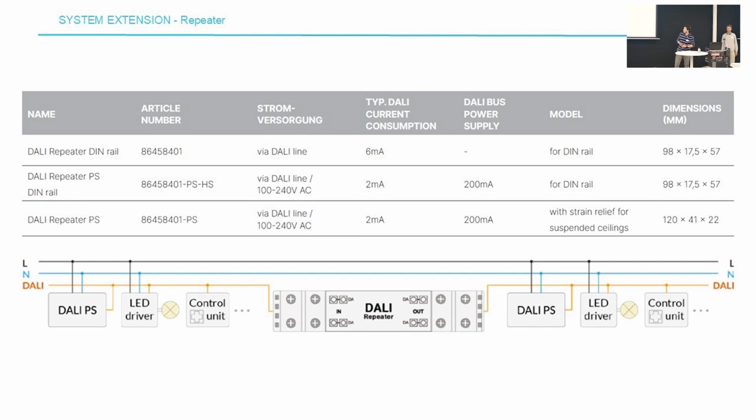There's also the repeater, but this does not increase the number of DALI devices that you can use, but it lengthens the DALI bus. The DALI bus can maximally be 300 meters long, but with the DALI repeater between, you can extend it by 300 meters extra. You can only use 3 DALI repeaters in one DALI line. That means the DALI bus can be up to 1,200 meters long with 3 DALI repeaters.